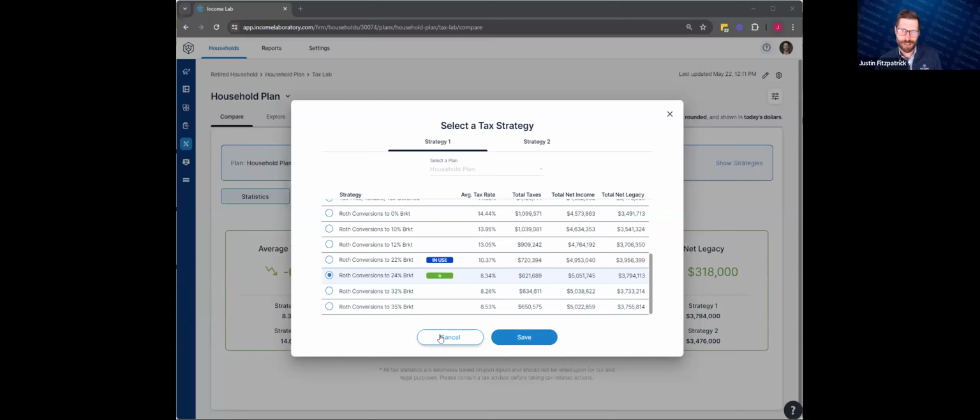So the way I like to talk about it is there's science, which is what you're looking at here, and there's art, which is acknowledging you're working with a human being and that taxes are not the only thing in their life. There are other factors, including that if you do large Roth conversions and you are grossing up withdrawals to pay for them, you'll actually have increased sequence of return risk, right? So there really is no free lunch on Earth, right? So that's an important factor to consider.